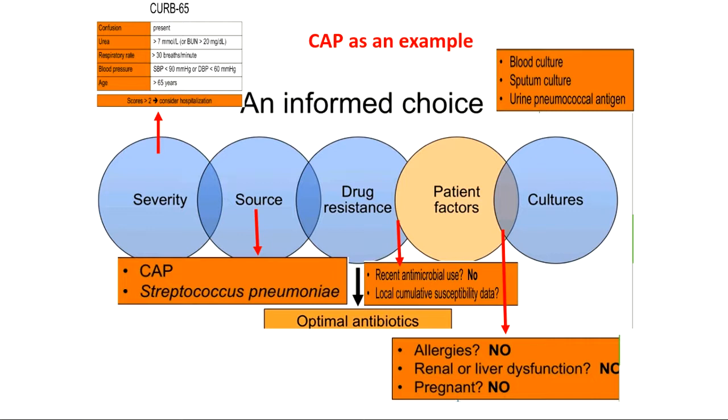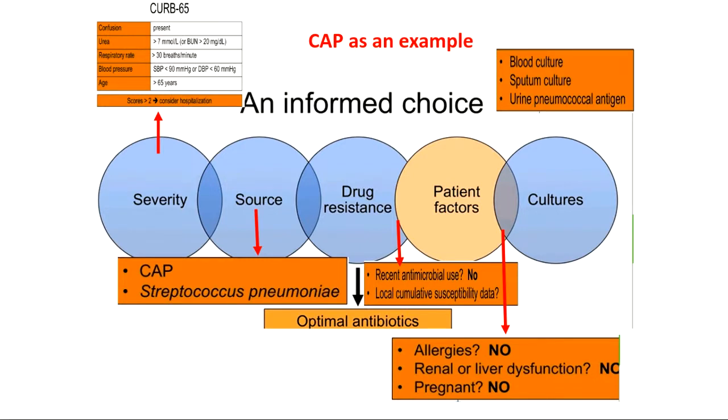When we did the CURB-65 score because of the calculator, based on the severity of disease, we will try to treat the patient inpatient, not in ICU, in a normal ward. The differential was community-acquired pneumonia, and the organism, because of the source of infection, is most likely Streptococcus pneumoniae based off the history, vaccination, etc.